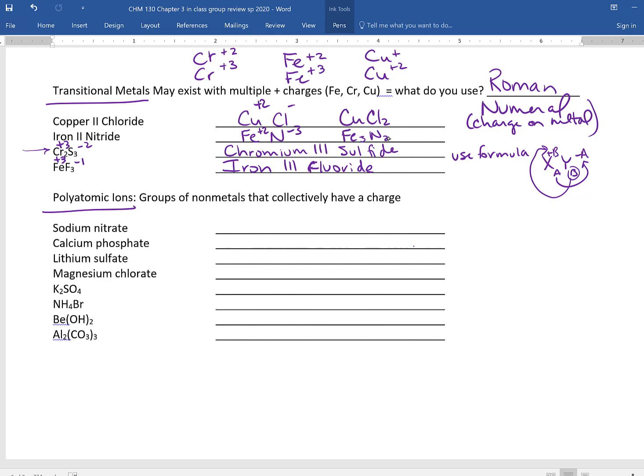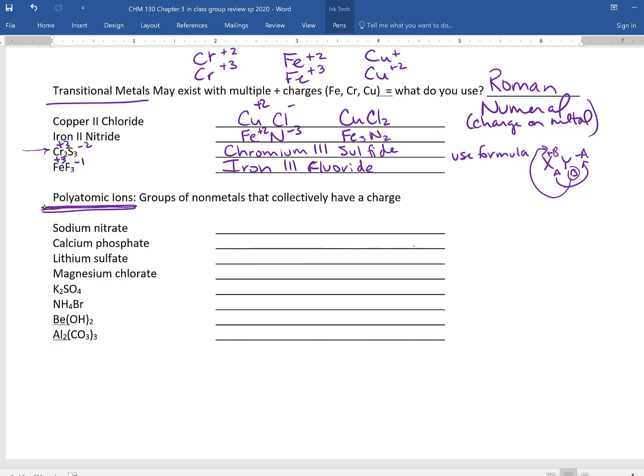Okay, we'll do some more practicing with these. We're going to add in the next ones. But the last one that gives everybody a challenge are the polyatomic ions. Polyatomic ions are groups of nonmetals that collectively have a charge. Most of them are a nonmetal with a bunch of oxygens. Okay? And mostly their names come from that nonmetal.